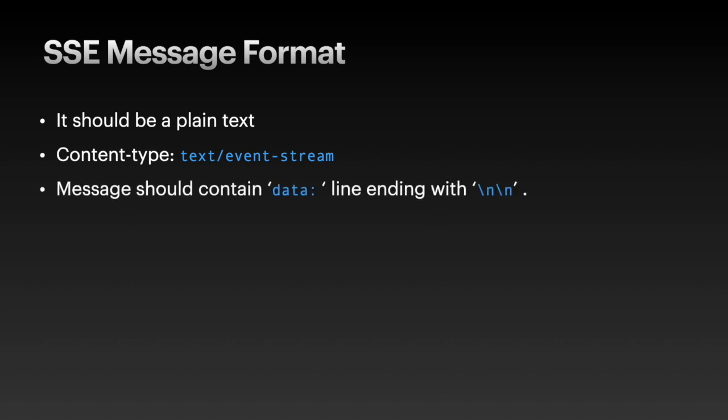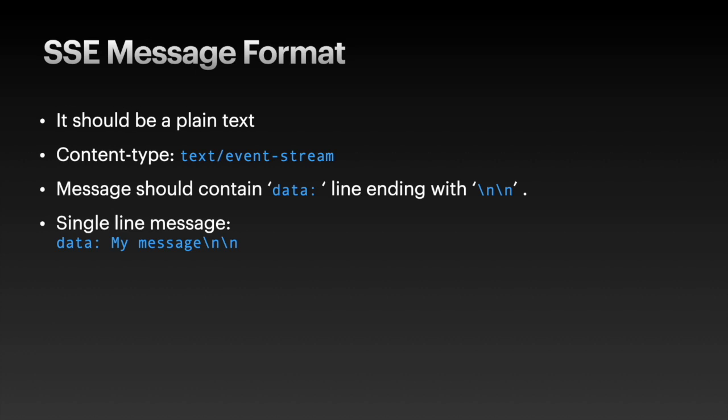Now every event that we send has messages. Every message should have data at the beginning, data followed by a colon and one space, and then 2 newline characters. Like over here you can see this is a message that we can send, which is the correct format for an SSE message.